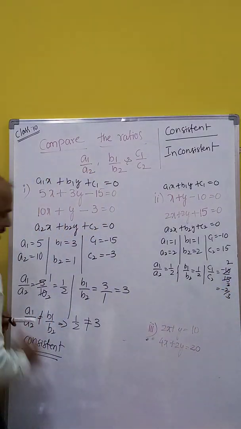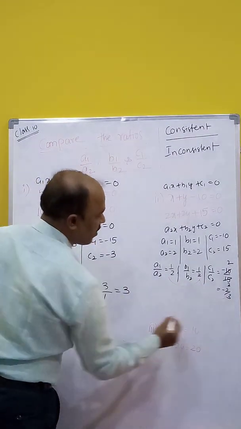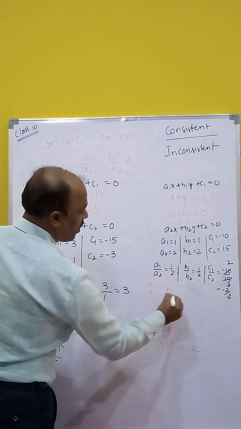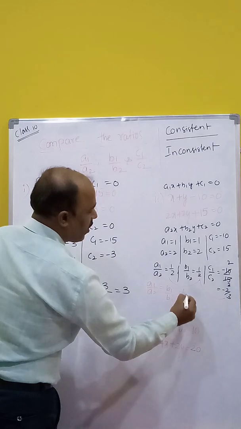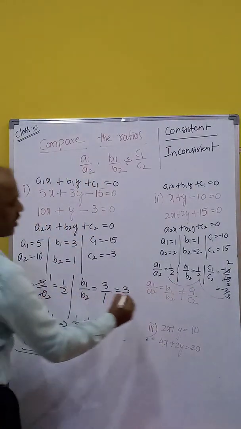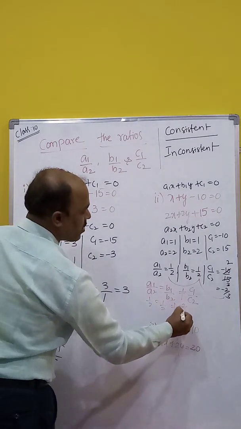Children, observe, in this the first two are equal. These two are equal and the third one is not equal. That means a1 by a2 is equal to b1 by b2 does not equal c1 by c2. That means what is here? 1 by 2 is equal to 1 by 2 does not equal minus 2 by 3.